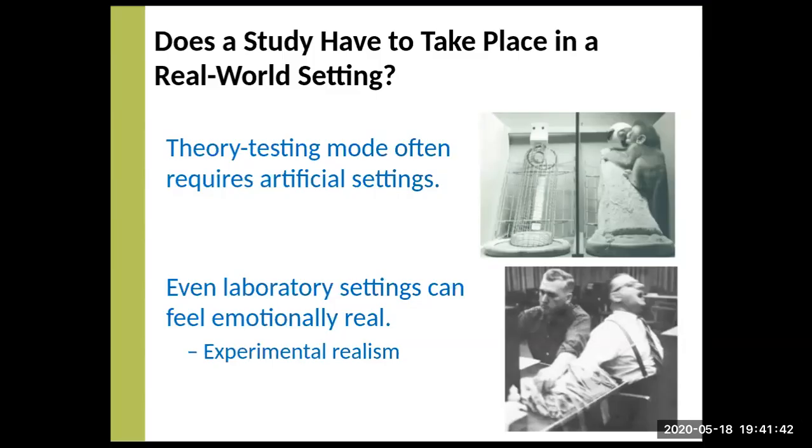So theory testing mode does require these settings. In Milgram's experiment, if only one other person in there said, maybe you shouldn't be shocking people, that probably would have stopped a lot of them from doing it, right? But even lab settings can really feel emotionally real. And this is a term we call experimental realism. In the Milgram study, they really thought they were shocking somebody. And that really leads to the question, can ordinary people be coerced by authority into doing really horrible things?